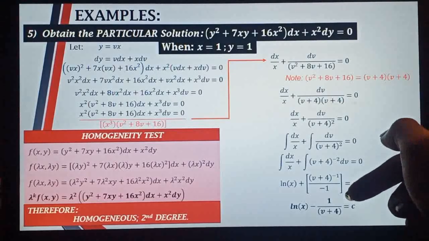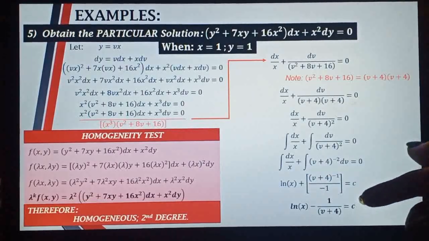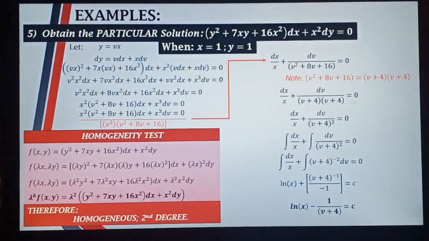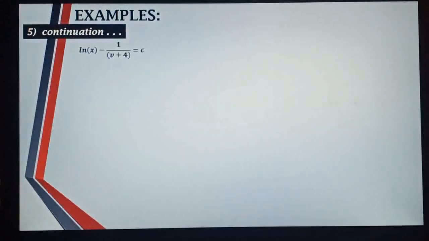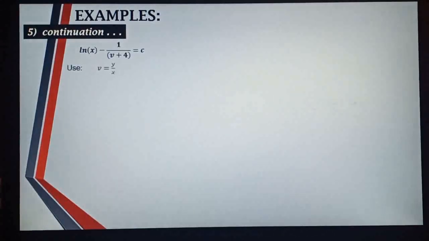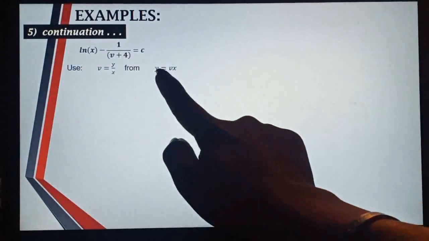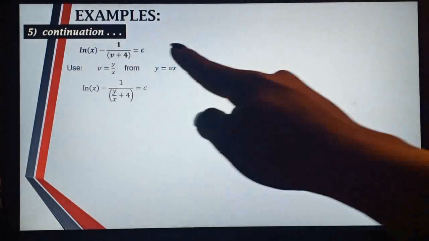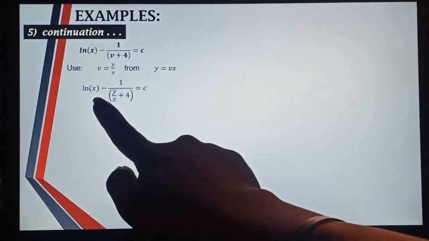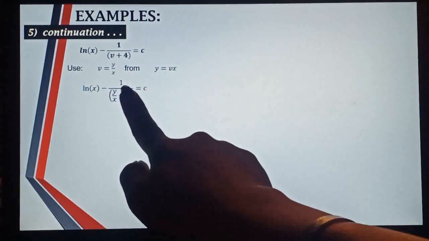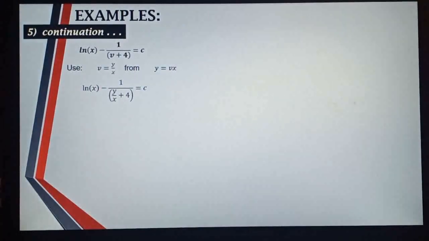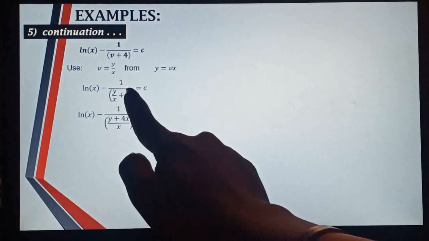So you will notice that your equation is in terms of x and v. Our equation is in terms of x and y. So ibabalik natin siya sa x and y by using v equals y over x. Galing siya sa ginamit natin na y equals vx. So papalitan natin si v ng y over x. You will now have ln of x minus 1 over the quantity of y over x plus 4 equated to c.